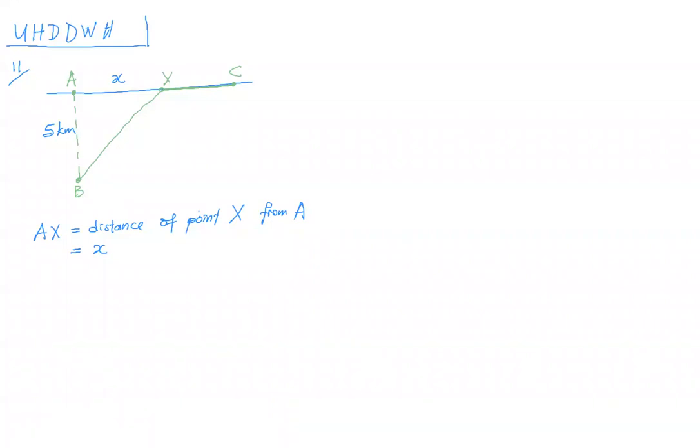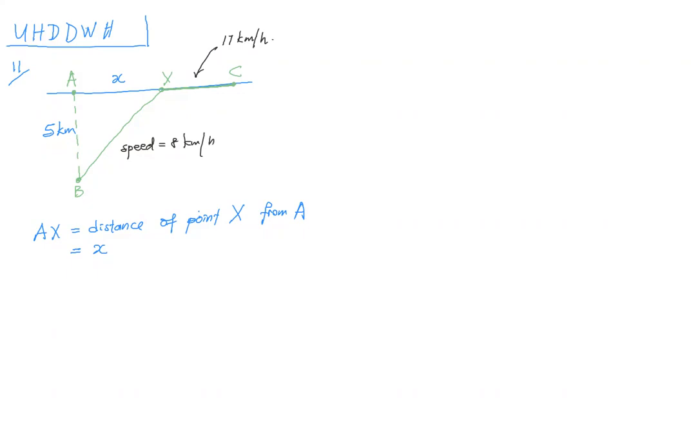Okay, for question 11, this is the situation. So the person wants to travel from B to C. First by rowing the boat, then after that by running. The speed when you row the boat is 8 km/h. When he runs along the beach, the speed is 17 km/h. Okay, you are talking about time.